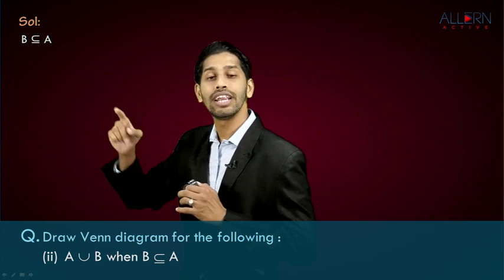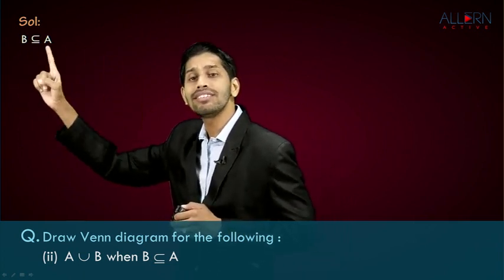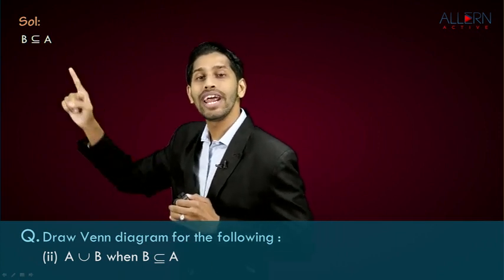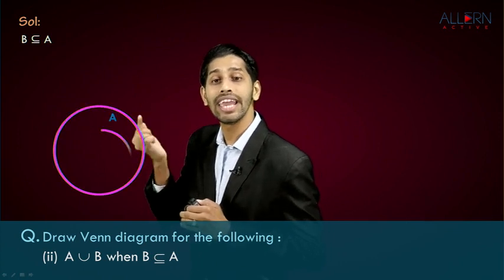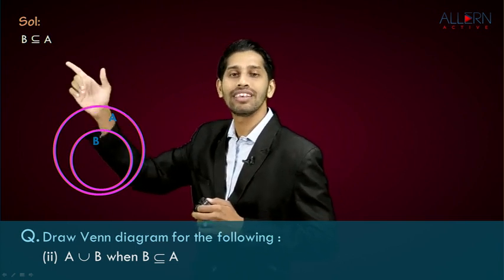So first of all, using condition B is a subset of A, let's construct a Venn diagram. B is a subset of A means all elements of B are present in set A. In terms of Venn diagram, we say that B is included in A. So we are going to draw a circle for set A. Inside that we are going to draw one more smaller circle representing set B. We can see that B is a part of A. B is included in A. That means B is a subset of A.